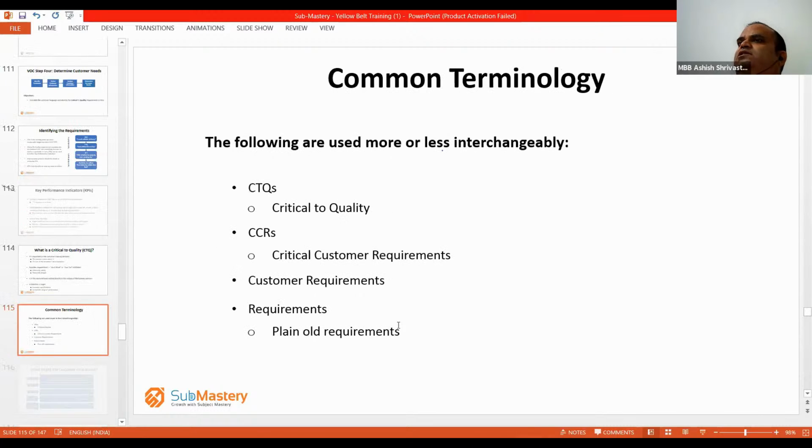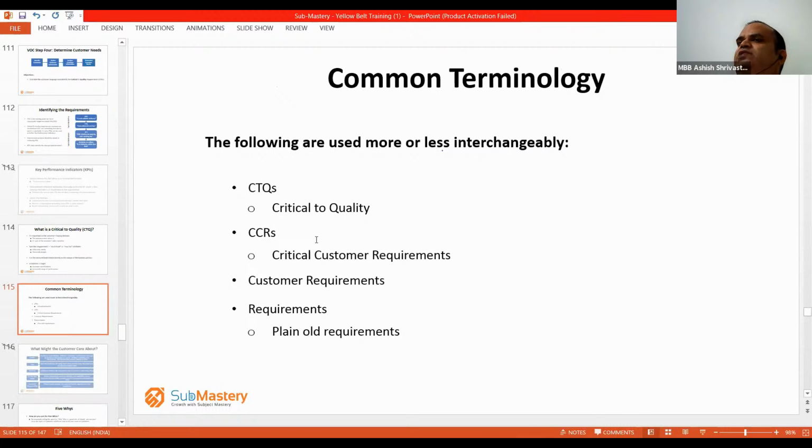What are the common terminologies? Critical to quality, CCR. The difference between CTQ and CCR is that CTQ is for the customer's quality requirement, while CCR is for your internal quality requirement, which is important for your customer satisfaction. And you will check all the CCRs and CTQs.